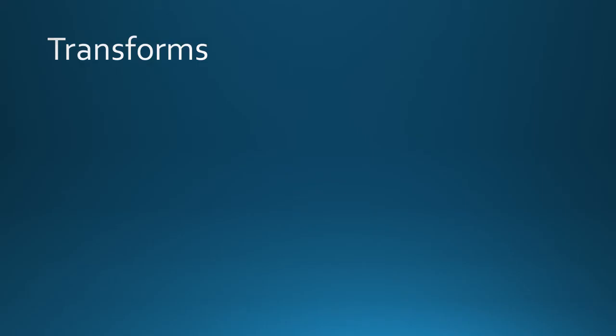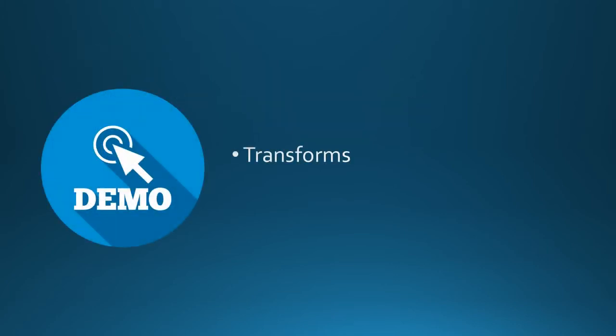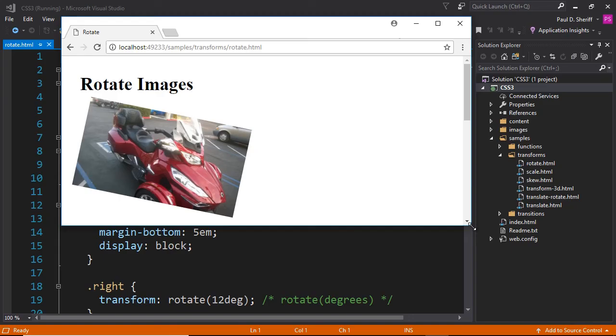Another way we can manipulate elements using CSS3 is with transforms. Transforms apply 2D or 3D transformations on a specific element. We can rotate an element, we can scale an element, we can skew an element, and we can move an element. Let's take a look at using transforms.